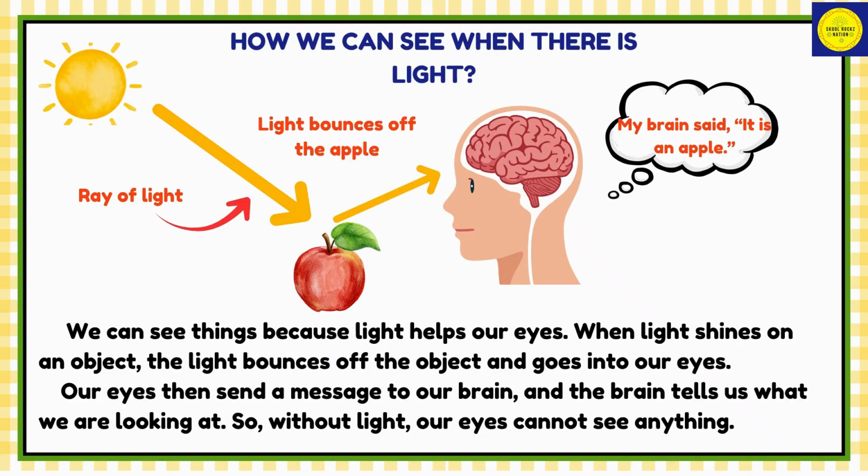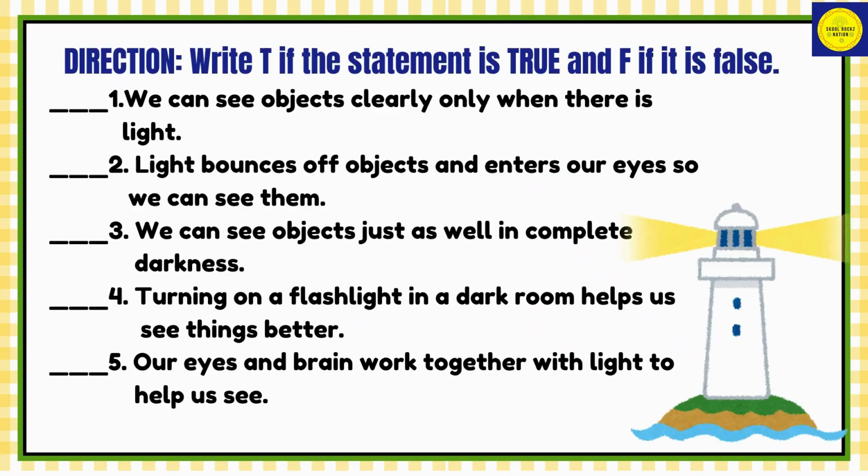How can we see when there is light? We can see things because light helps our eyes. When light shines on an object, the light bounces off the object and goes into our eyes. Our eyes then send a message to our brain, and the brain tells us what we are looking at. So, without light, our eyes cannot see anything.